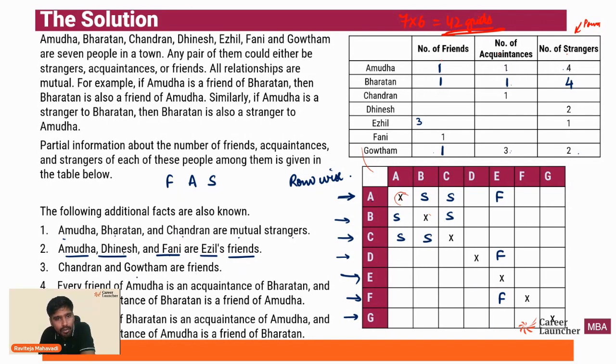Similarly, in E's row, I'll mark A, D, and F to be friends. E versus A is a friend. E versus D is a friend, and E versus F is also a friend. So let us just check that whatever is there in the lower triangle, the transpose is present in the upper triangle. C and G are friends. So Chandra and Gautam are friends, which is given. So C has a friend who is G, and G has a friend who is C.